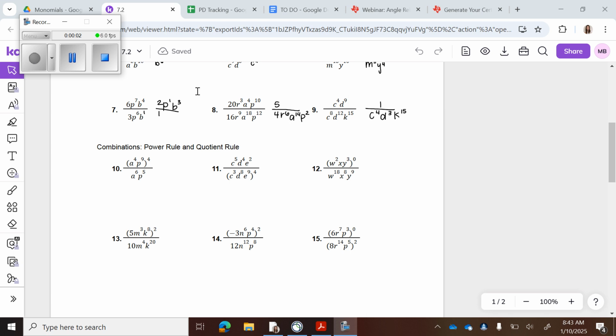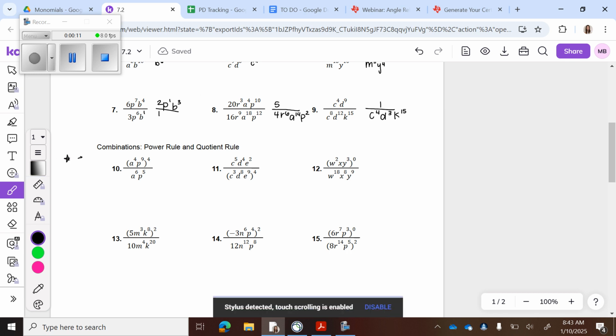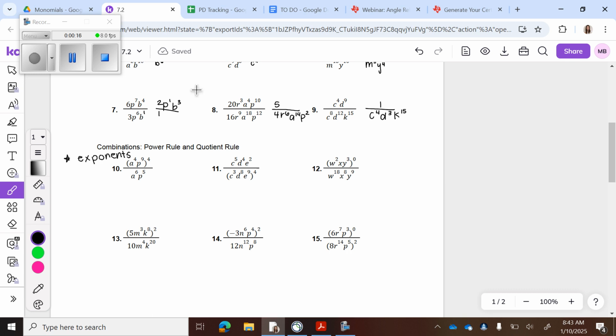All right, so to do the quotient and the power rule together, you've got to follow order of operations, which means that we are always going to do the exponents first, or the power rule first.